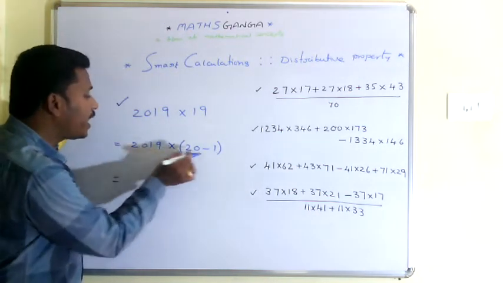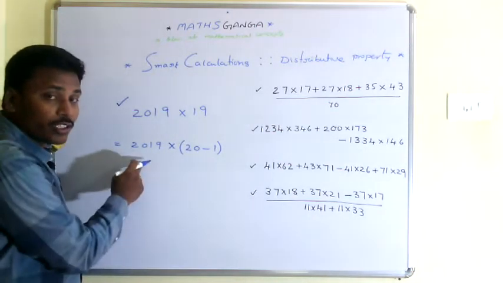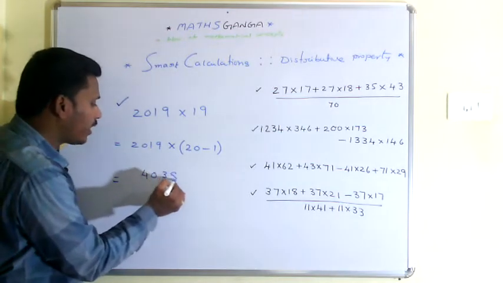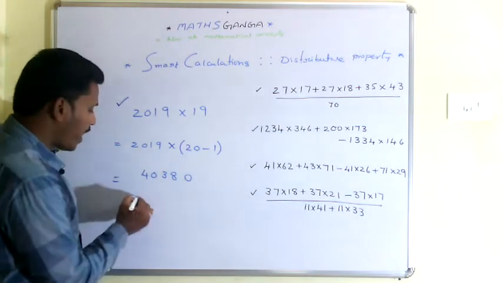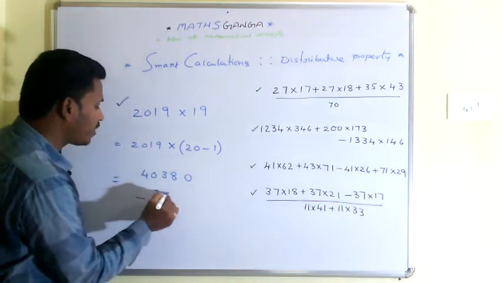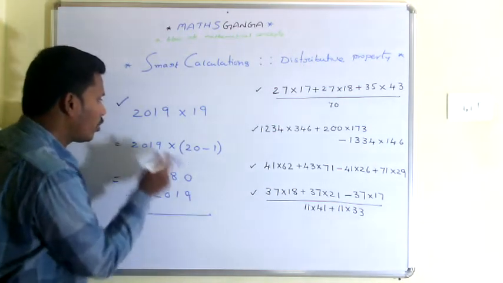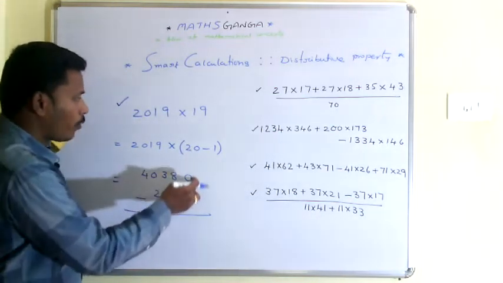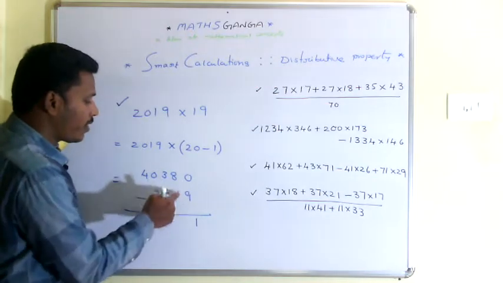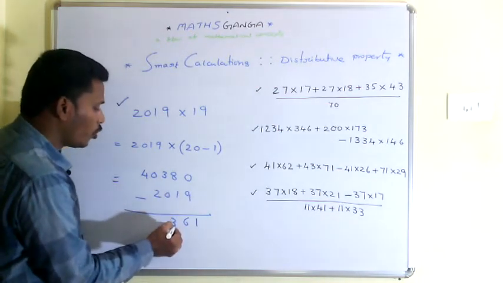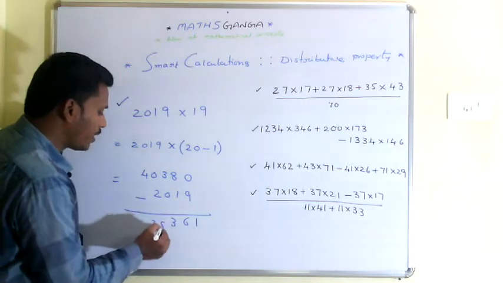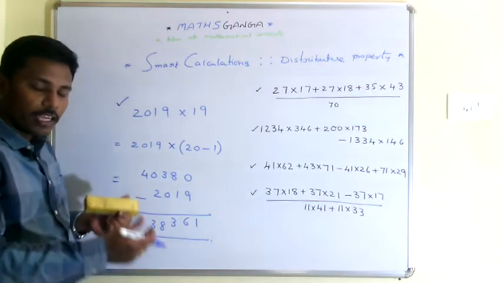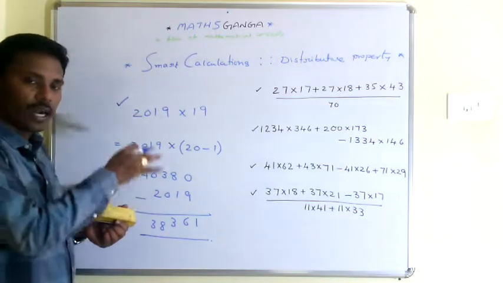Now I will distribute this 2019 to 20 as well as 2019 to 1. So 2019 into 20 is 4038 along with 1 0. Minus 1 into 2019 is 2019. So the difficult multiplication becomes an easy subtraction. Now 10 minus 9 is 1, 7 minus 1 is 6, 3 minus 0 is 3, 40 minus 2 is 38. And our answer is 38,361.